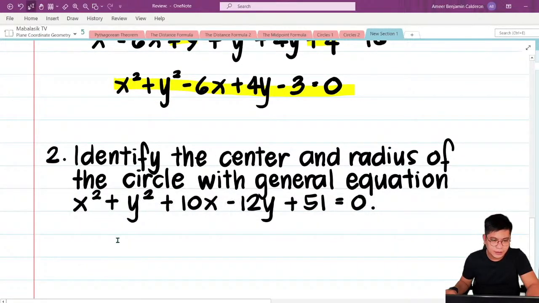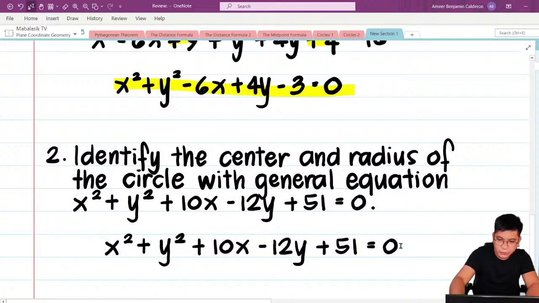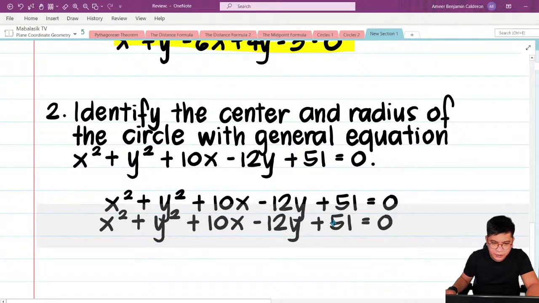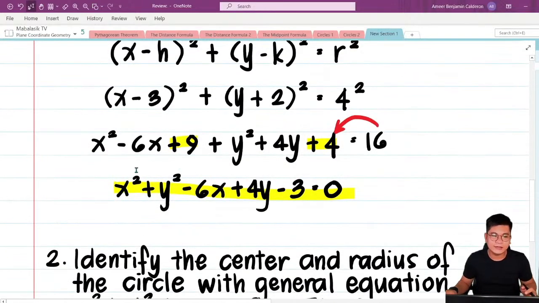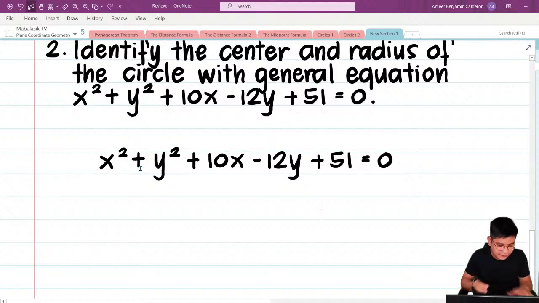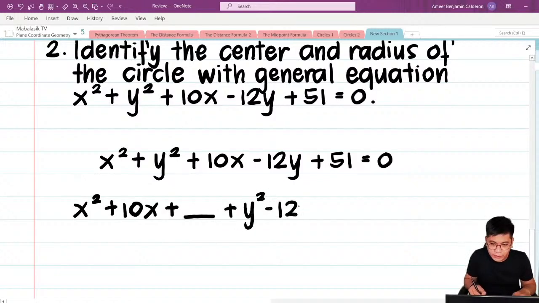Let me copy this first and paste it here as part of my solution. Then what we want to do is to put all the x's together and put all the y's together. Because in the last step, we segregated them, we separated them. So this time around, we will put them together. So we have x squared plus 10x, and then we leave a blank. And then plus y squared minus 12y, and then we leave a blank. And then we transpose 51 to the other side. That's going to be negative 51.